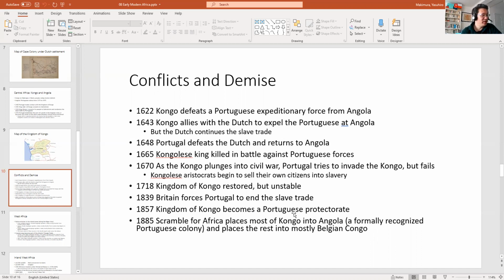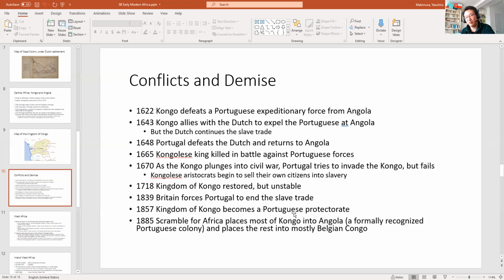Shortly thereafter, in 1884, 1885, European powers get together at Berlin to decide what to do about Africa. This is called the Scramble for Africa. And in this Scramble for Africa, most of the Kingdom of Congo is incorporated as part of the new Portuguese colony of Angola. So Angola, instead of being just a city and its surrounding areas, now becomes a territorial unit that's part of modern Angola, essentially.